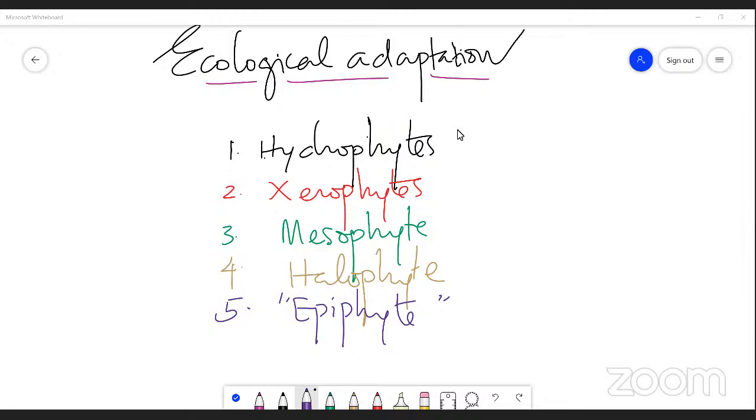Dear students, did you understand what I taught you today? Could you tell us in a few words what you understand about ecological adaptation? Students, am I audible? Dear students? Yes, sir. Could you tell me in a few words what you understand about ecological adaptation?